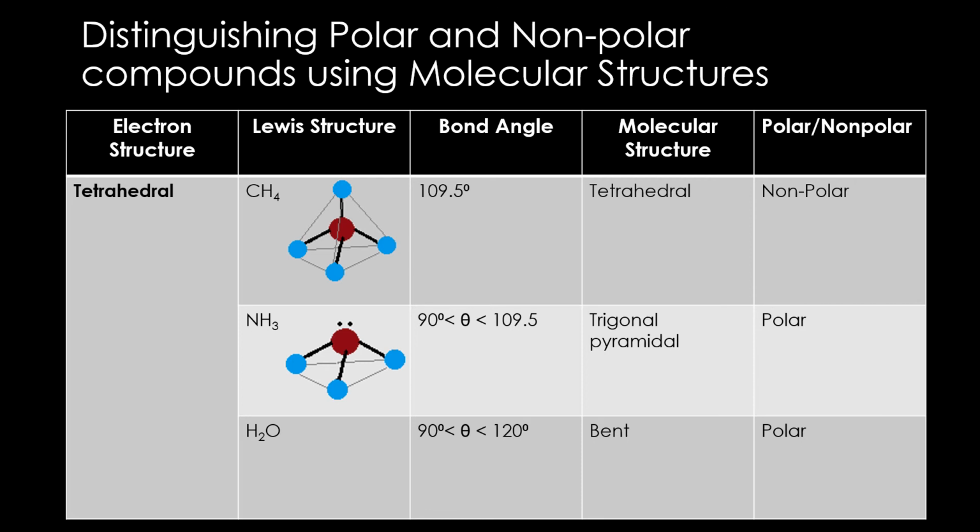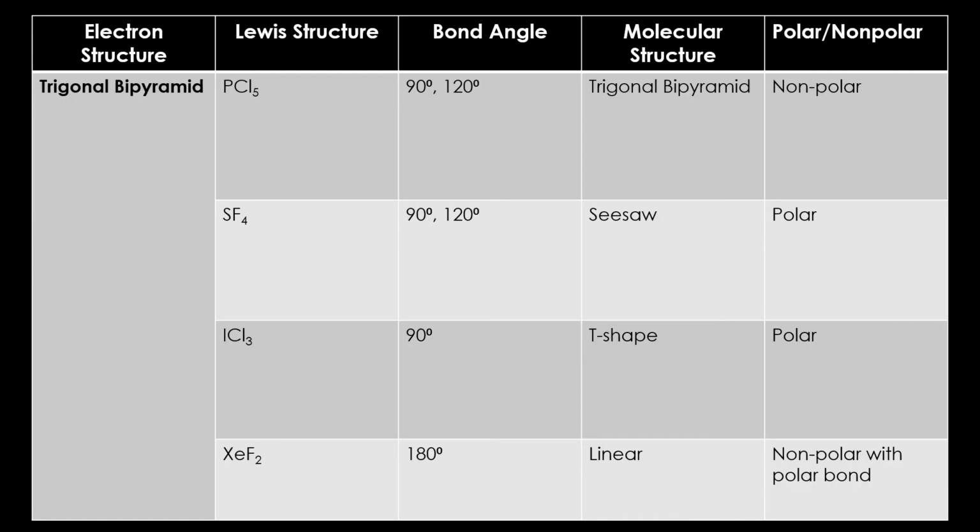In compounds such as water, where the central atom has 2 lone pairs of electrons and bonds to 2 identical terminal atoms, the molecular structure is bent. There will be a non-zero net dipole moment, so the compound is polar.